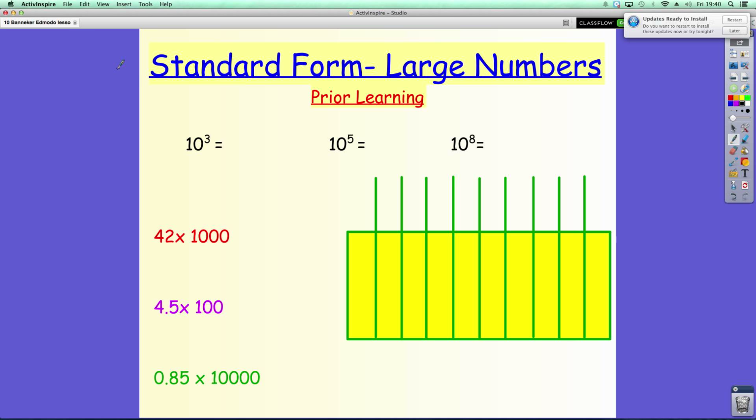Hi and welcome to a tutorial on standard form. Today we're going to be looking at just standard form with large numbers.